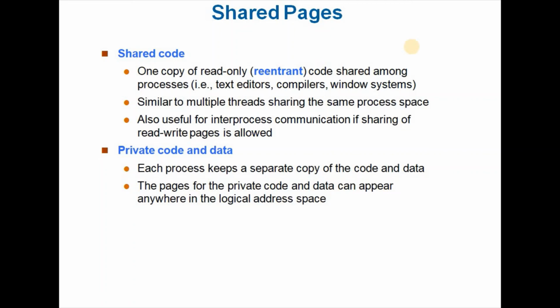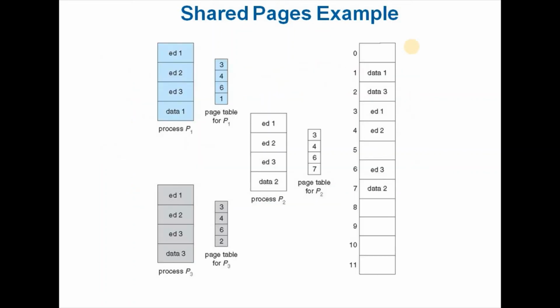Private code and data: each process keeps a separate copy of the code and data. The pages for the private code and data can appear anywhere in the logical address space. Here is an example. Here we can see that ED1, ED2, ED3 are shared pages, mapped to frames 3, 4 and 6. So these three processes can access these 3, 4, 6 frames in the primary memory.